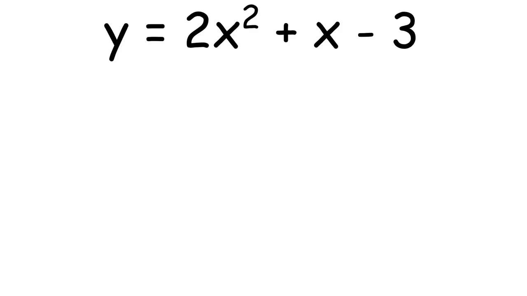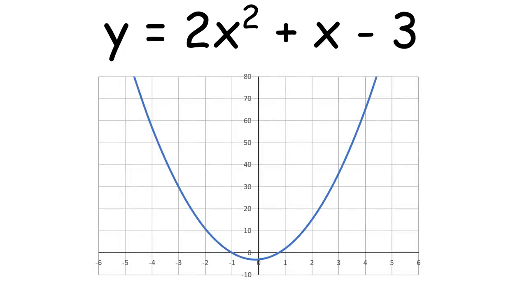Here's a quadratic equation in which y is equal to 2x squared plus x minus 3. Now if we plot the line for this equation, it forms a parabola, which is characteristic of quadratic equations. In this case, the parabola is open at the top and it closes at the bottom.